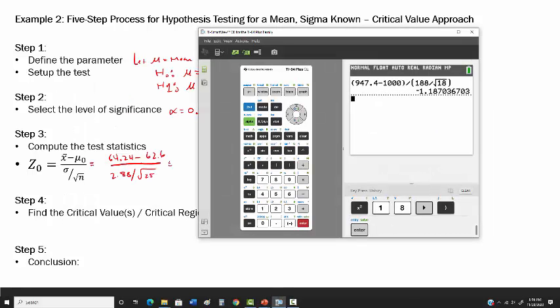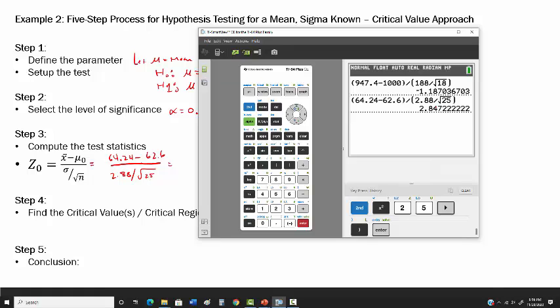So grab your trusty calculator. It's 64.24 minus 62.6, what it was 50 years ago, divided by, and then in parentheses, 2.88 divided by the square root of 25. Close that set of parentheses. Now I know it seems silly for me to highlight this, but for as long as I've been teaching, a lot of students make errors by not including these parentheses. And you get the value 2.847.